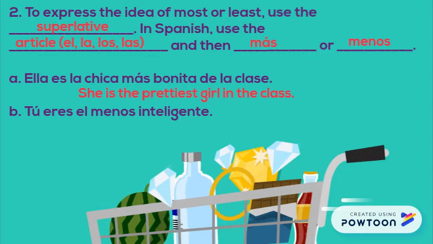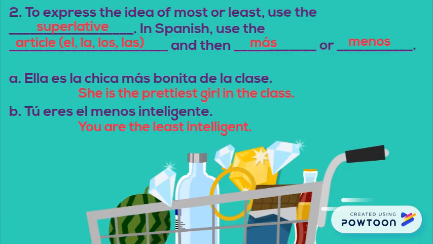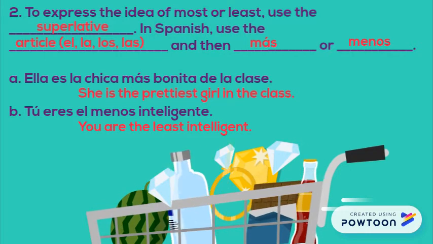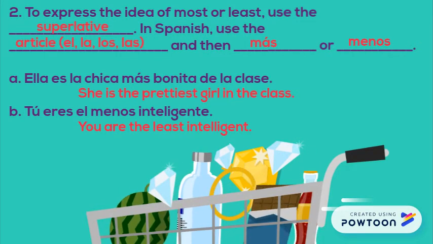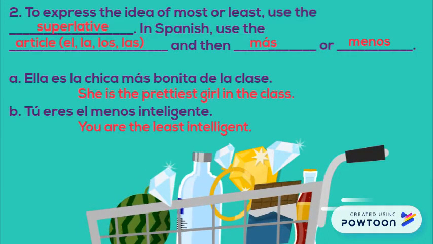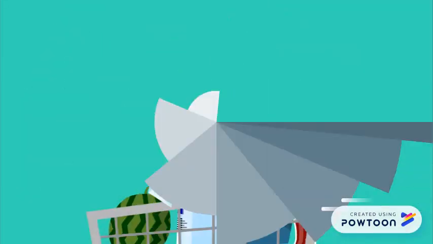Ella es la chica más bonita, the girl most pretty, okay, or the prettiest girl. And then tú eres el menos inteligente, the least intelligent. Okay. And we will do a lot more examples in class of this, but basically you just need the form of the and then más or menos.